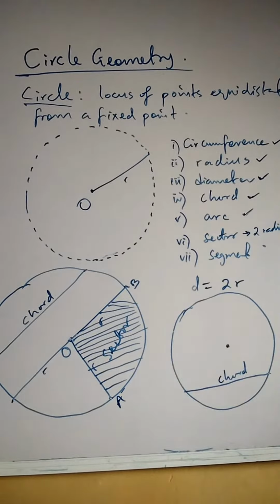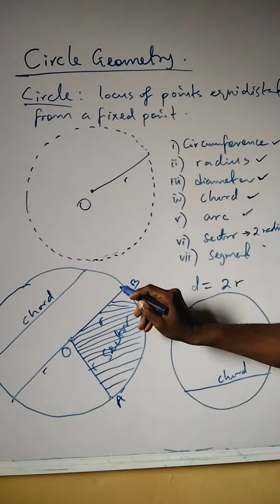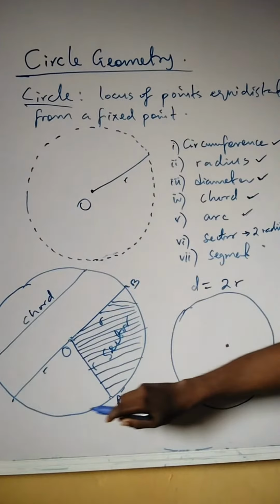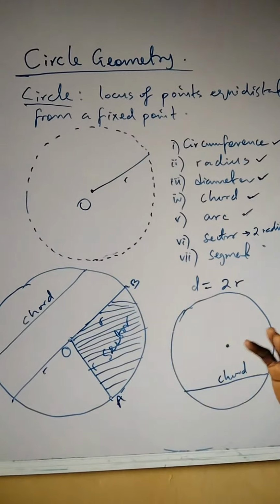The other one, unshaded, if we clean all this line, is also bounded by this arc and two radii, and is also a sector. This one shaded will be a minor sector and the other one is a major sector. So that's a sector. How about a segment?